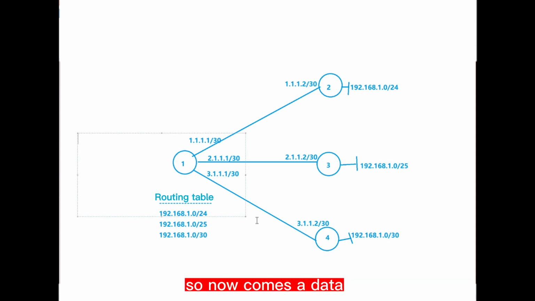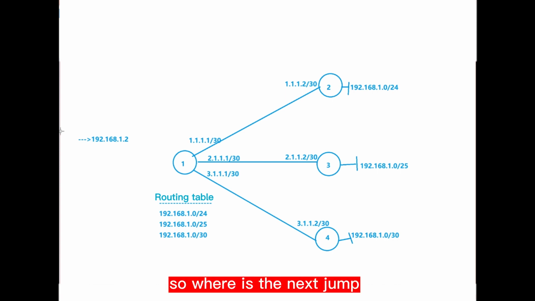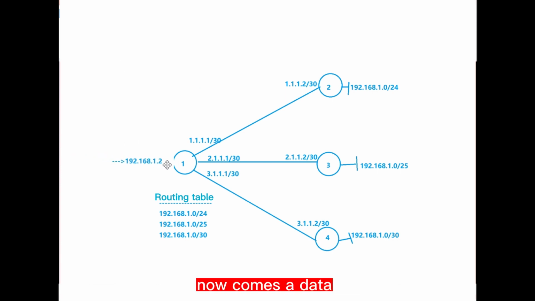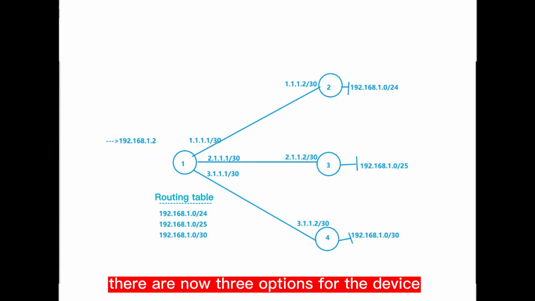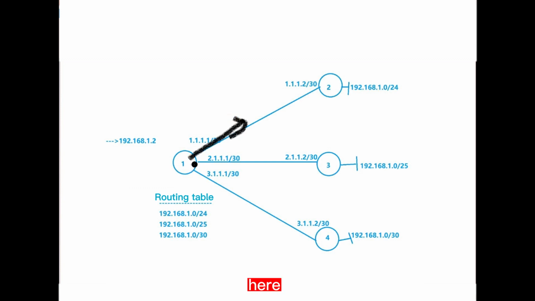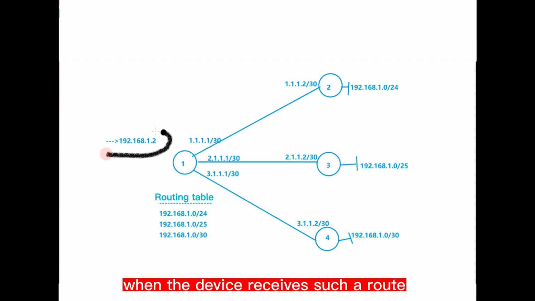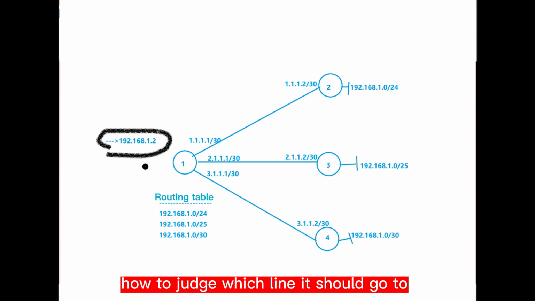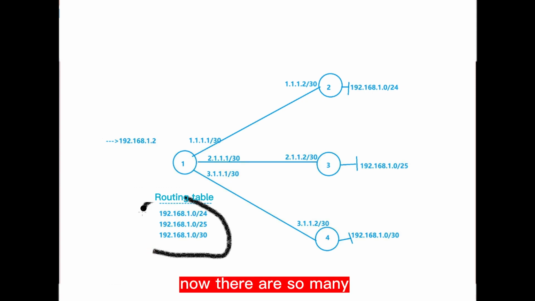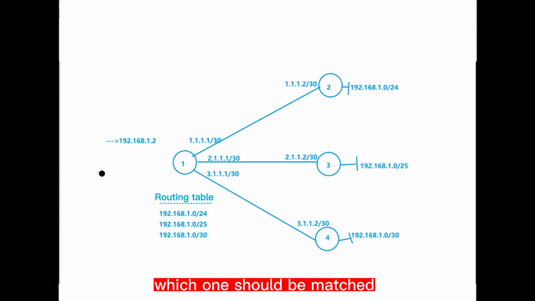But what is happening now is that all tables are added. So now comes a data. This data will go to 192.168.1.2 in the future. So where is the next hop? Think about it. Now comes a data whose destination address is 192.168.1.2. There are now 3 options for the device: here, here, and here. So where will it be sent from? When the device receives such a route, how does it judge which line it should go to? Now there are so many. Which one should be matched?